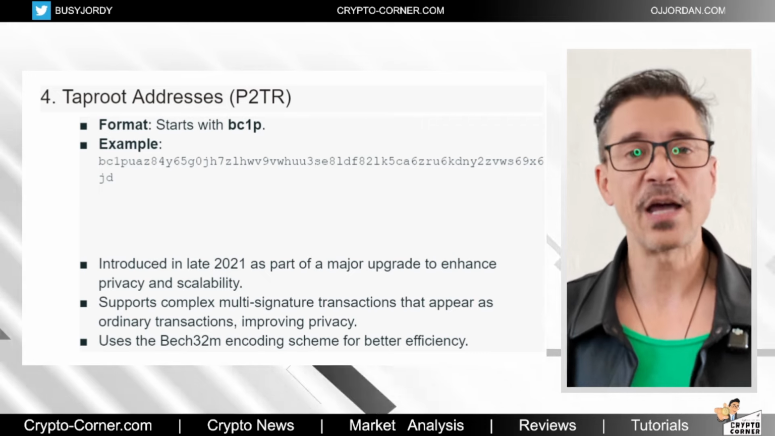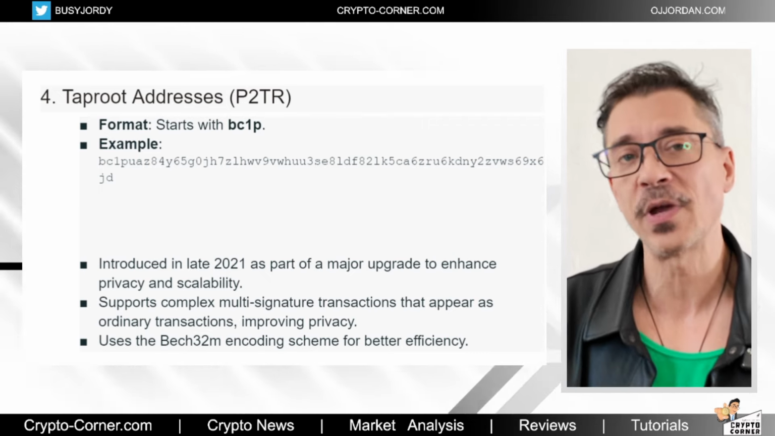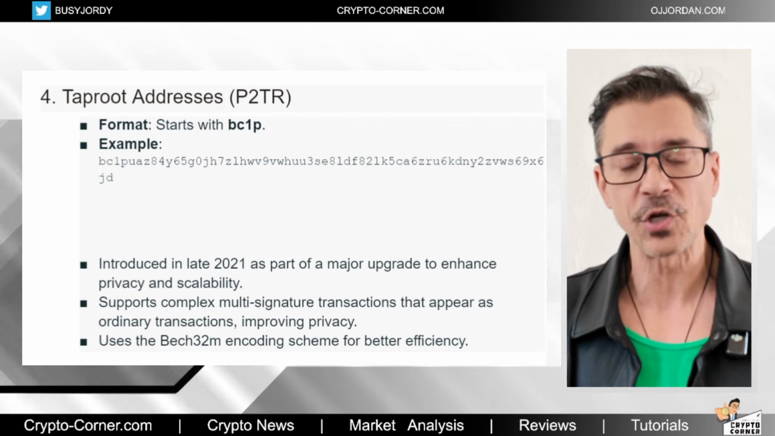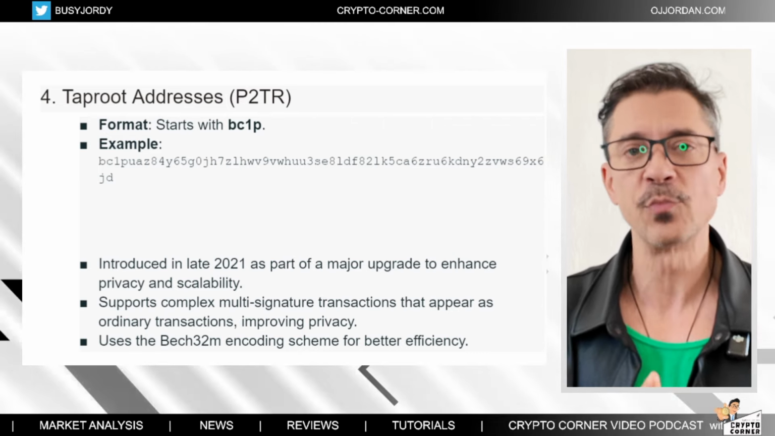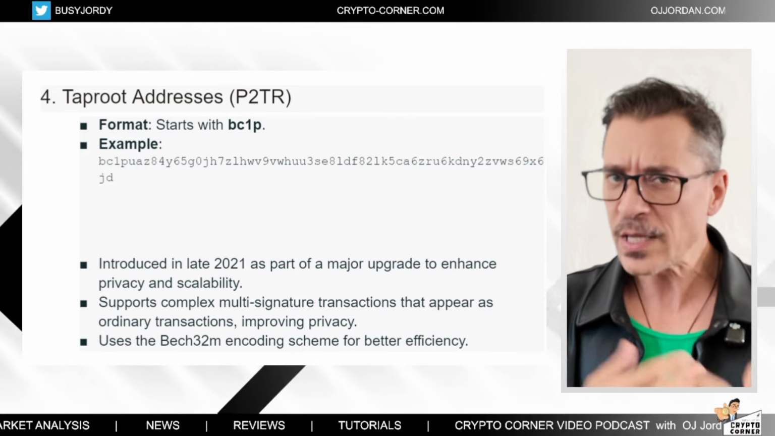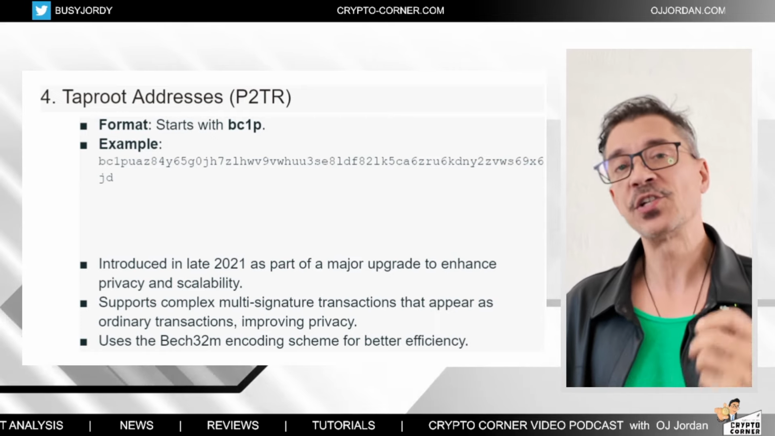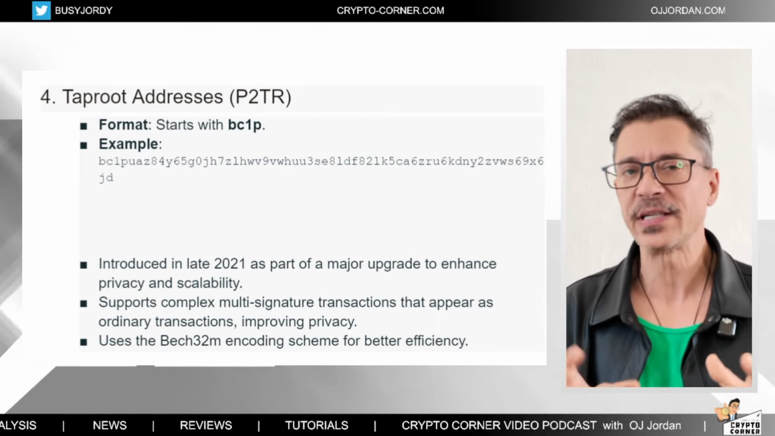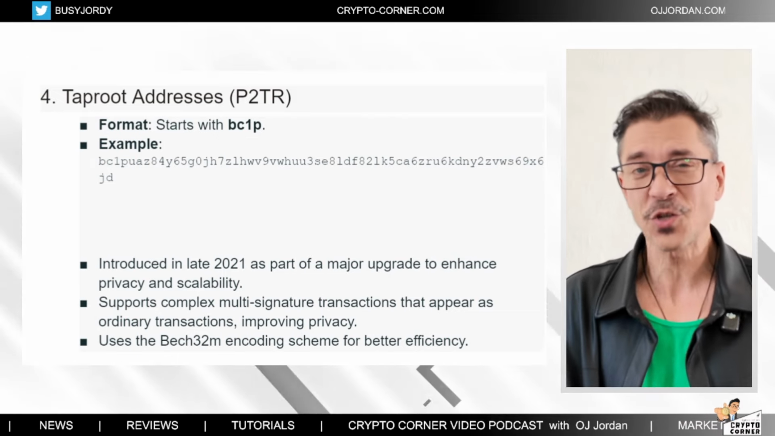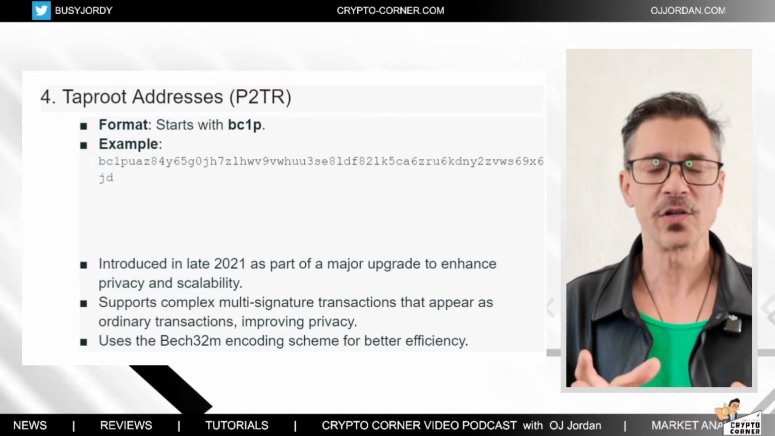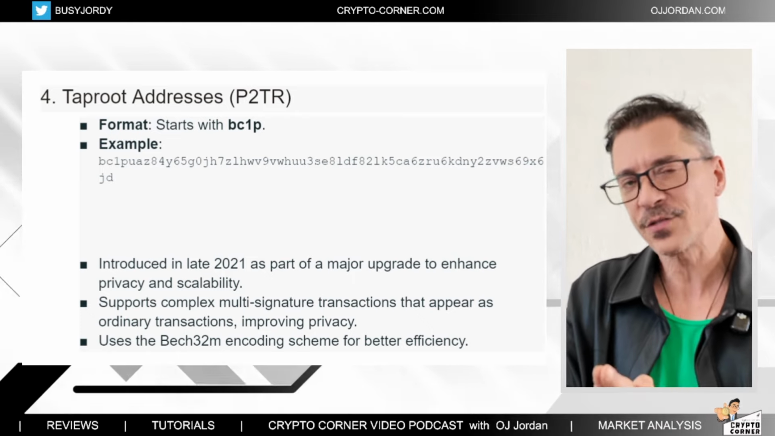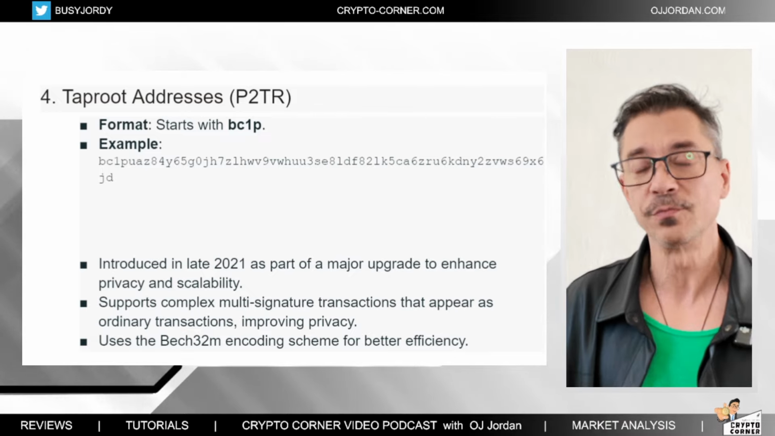As I mentioned, Taproot was introduced in late 2021 as part of a major upgrade to enhance privacy and scalability of the Bitcoin network. It supports complex multi-signature transactions that appear as ordinary transactions, improving privacy, and uses the Bech32m encoding scheme for better efficiency. But while Taproot offers advanced new features, its adoption is still growing, and not all of the exchanges or wallets support it yet. So it is not as widely used as the previous two, yet.